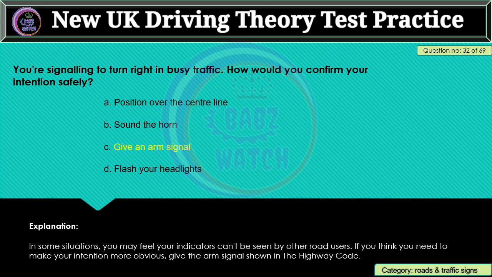Give an arm signal. Explanation. In some situations, you may feel your indicators can't be seen by other road users. If you think you need to make your intention more obvious, give the arm signal shown in the Highway Code.